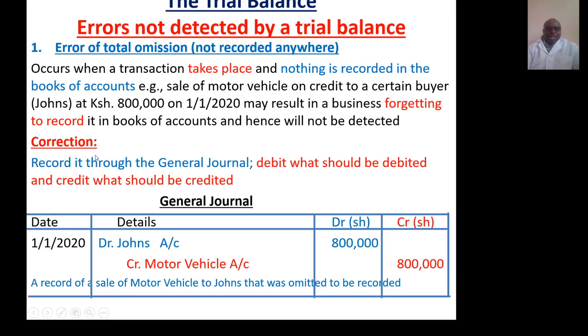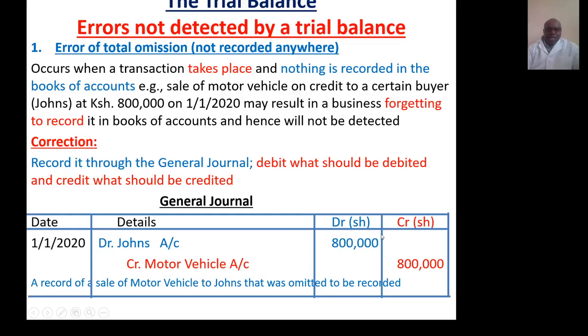It is corrected through recording it through the general journal. That is, you debit what should be debited and credit what should be credited. And this is the general journal, and we are rectifying that. So on 1st of January 2020, we debit John's account with 800,000.